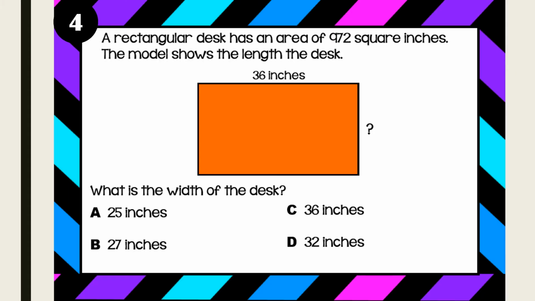A rectangular desk has an area of 972 square inches. The model shows the length of the desk, and we do not know the width. We are solving for what is the width of the desk. So if we know area equals length times width, we can fill in what we know, and we're going to be solving for width. Go ahead and pause and solve and go to the next slide when you're ready to check.